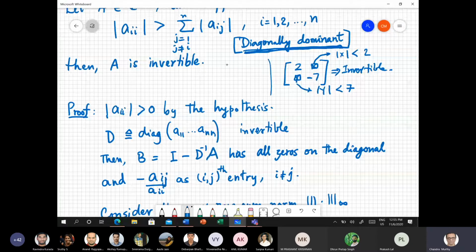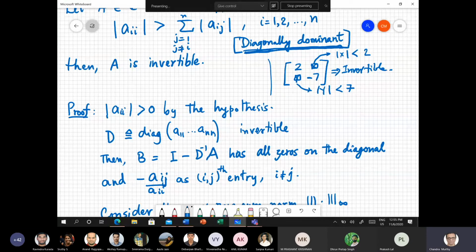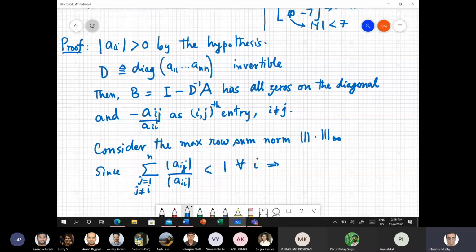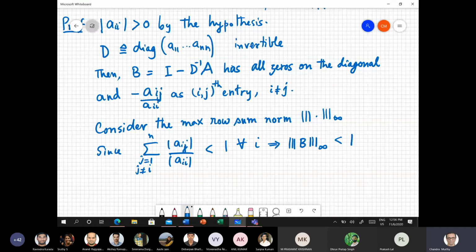I'm just taking |a_ii| to the other side. So this summation, the summation of j equal to 1 to n of a_ij over a_ii, is going to be less than 1. And this is true for every i, which implies that the norm of B infinity, which is just the max of all these guys, is also going to be less than 1. So the norm of B infinity is less than 1. That is, the L infinity norm of this is less than 1.